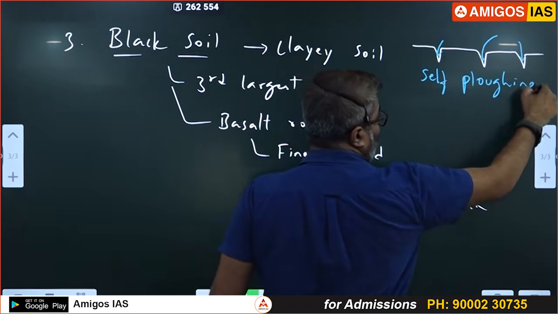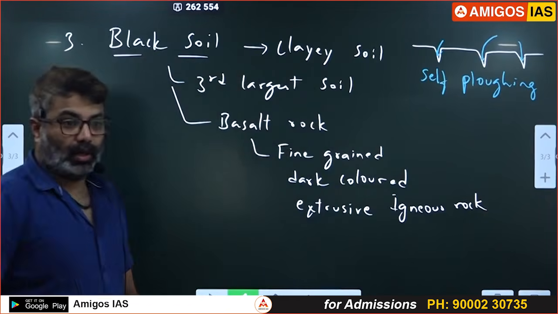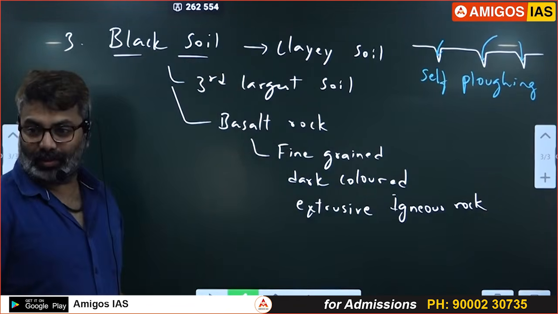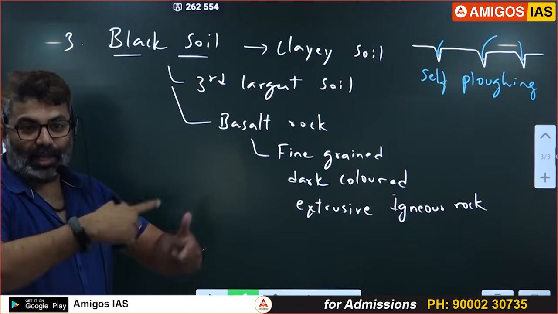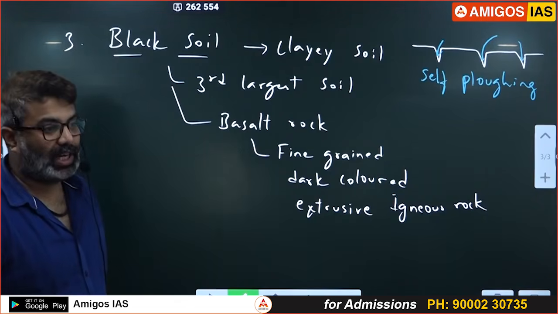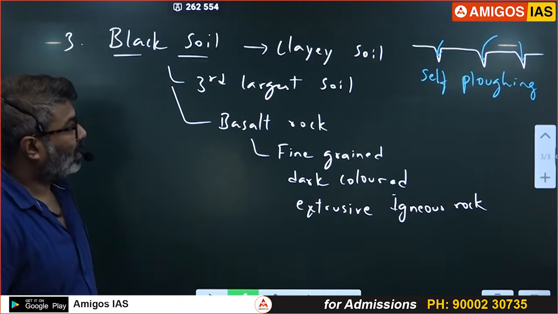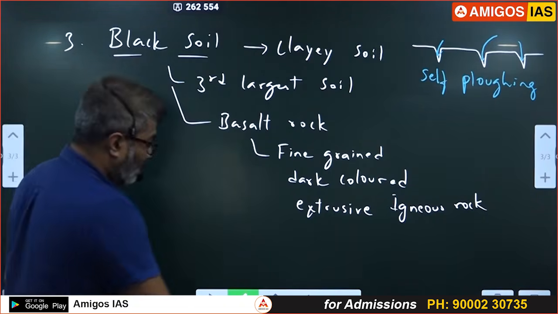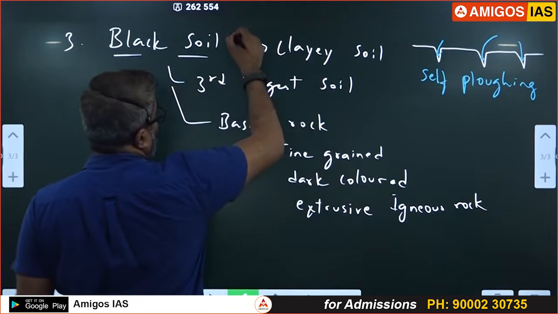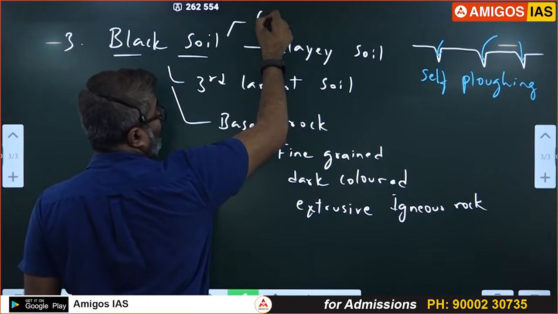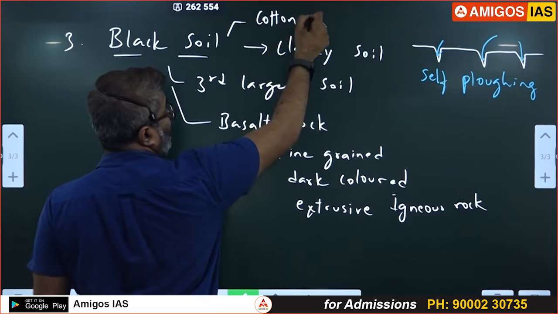Self-plowing characteristic of the soil. You don't have to plow or till. The soil does it automatically by swelling and shrinking. This soil is popularly known for growing cotton, so it's called black cotton soil.